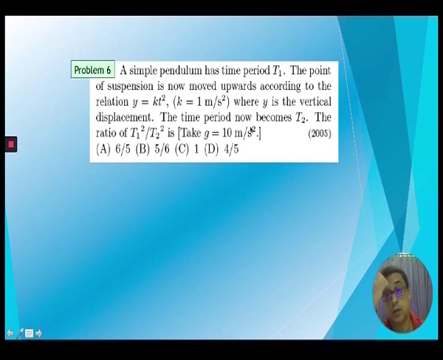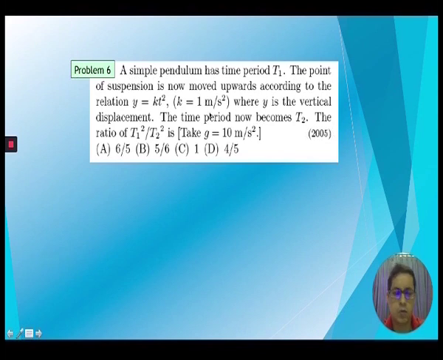If you see that y is equal to kt square, differentiating once immediately gives you velocity as twice kt, and acceleration would be twice k. So that means the point of suspension is moving upward with an acceleration a equal to 2k, and k is equal to 1 meter per second square, so 2 meters per second square. Okay, let us do it.